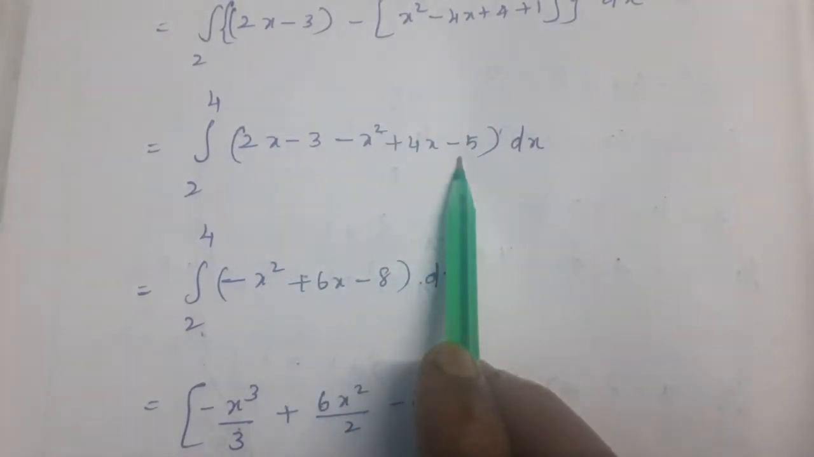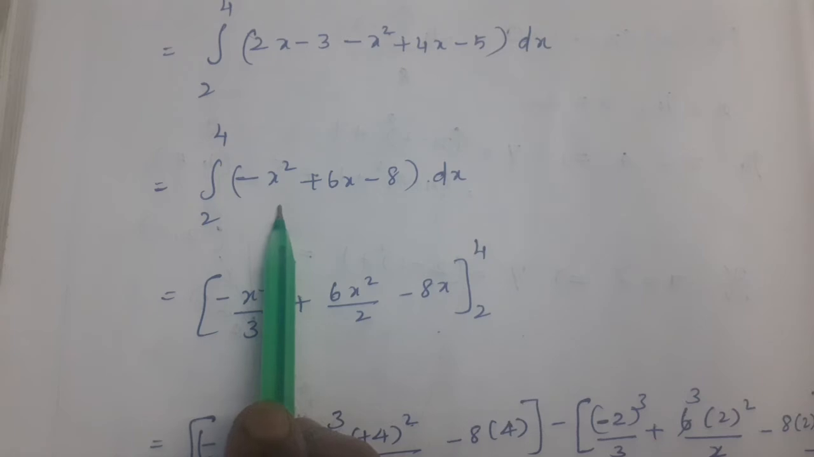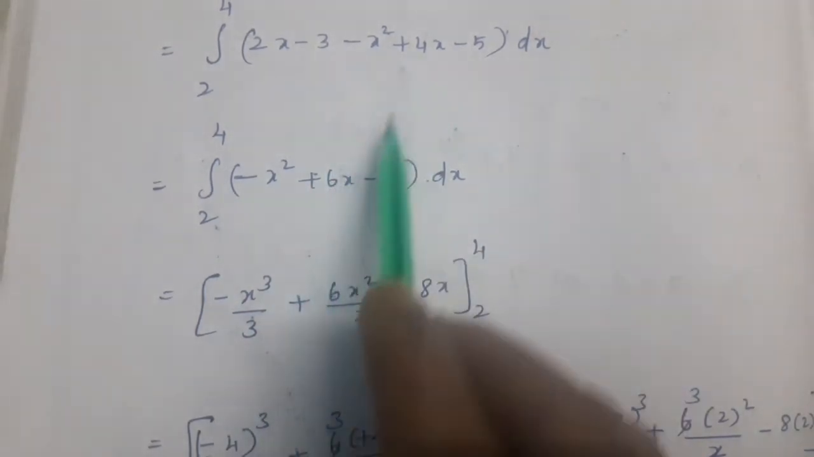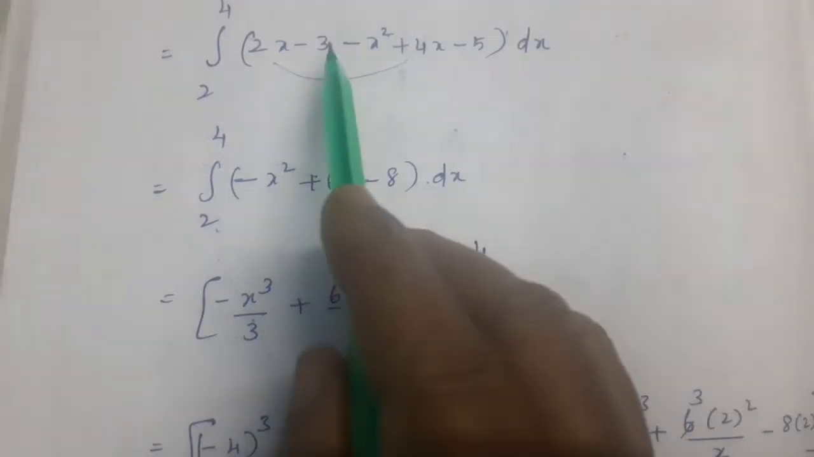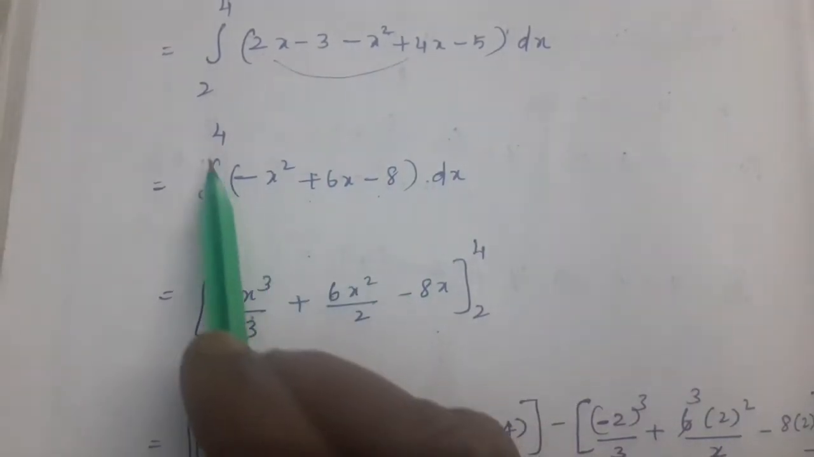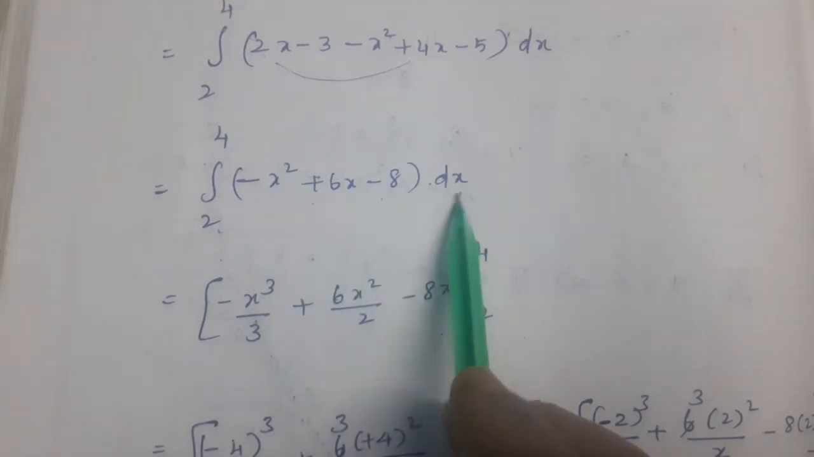Integral of 2x minus 3 minus x square plus 4x minus 4 minus 1, minus 5 into dx. That is nothing but, integral from 2 to 4 of minus x square plus 4x plus 2x, that is nothing but 6x, minus 3 minus 5 is minus 8. So integral from 2 to 4 of minus x square plus 6x minus 8 into dx.